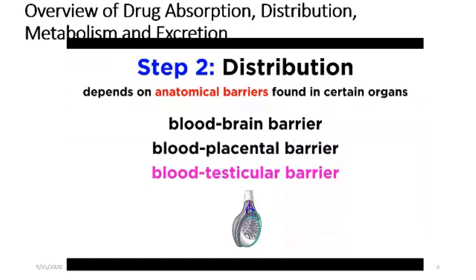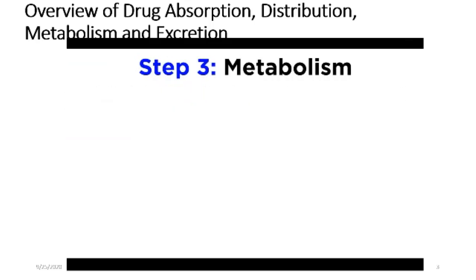And then there is the blood-testicular barrier, which prevents many substances from reaching the male testes, therefore making disorders of the testes difficult to treat. After distribution, there is metabolism.